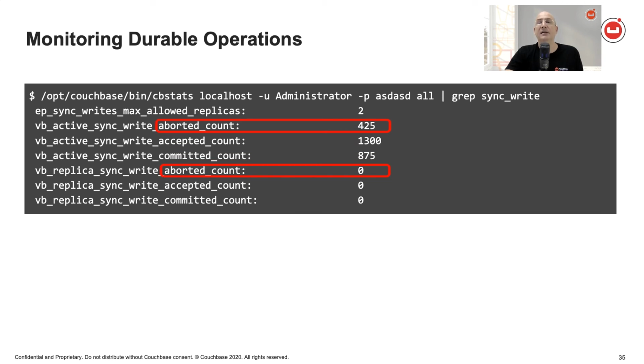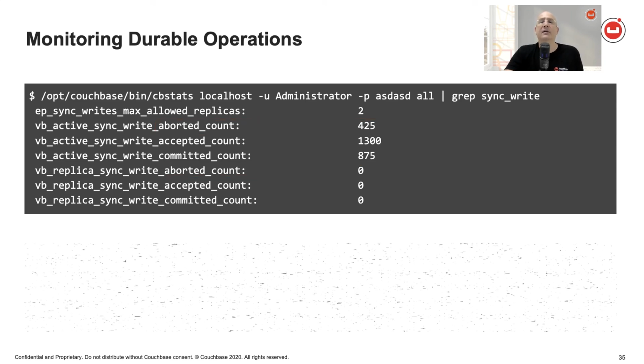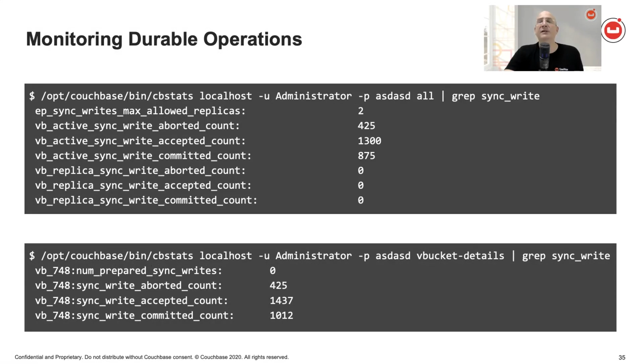That indicates that there might be problems with the cluster, a network problem, disks are too slow, CPU resources are not enough, or anything that can cause the durable write to get aborted. The statistics can be broken down to every specific vbucket if you need. That will help you identify if the problem is concentrated in a specific node or in specific vbuckets. Simply add the vbucket-details option to the command and get the counter for each vbucket separately.